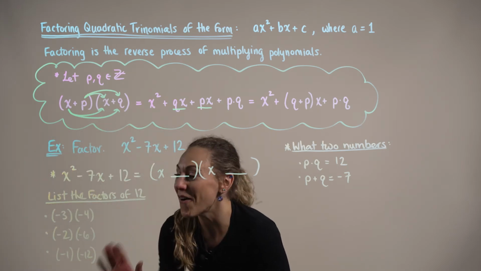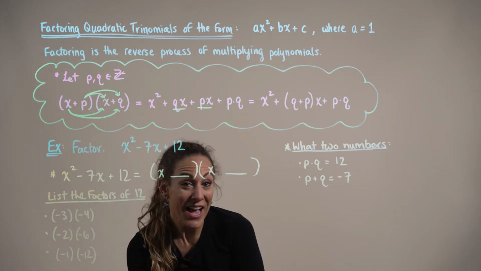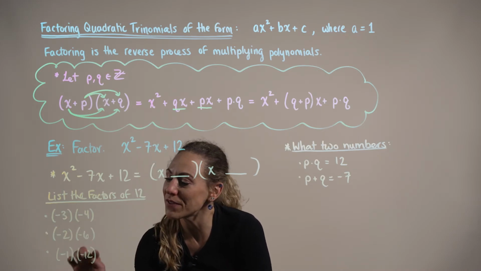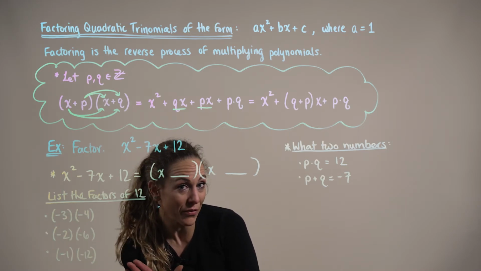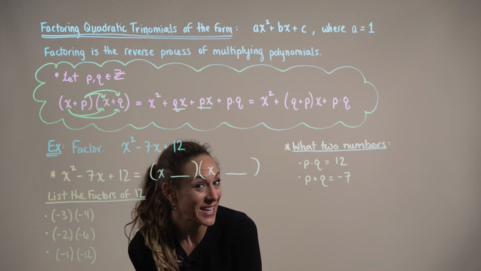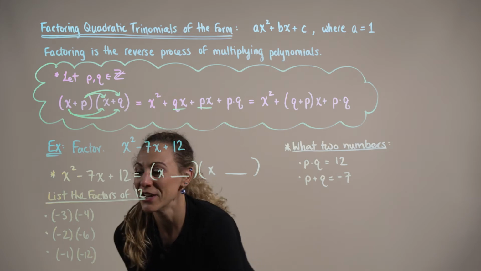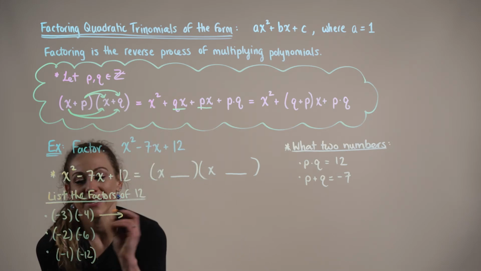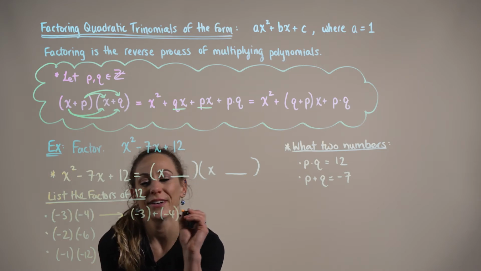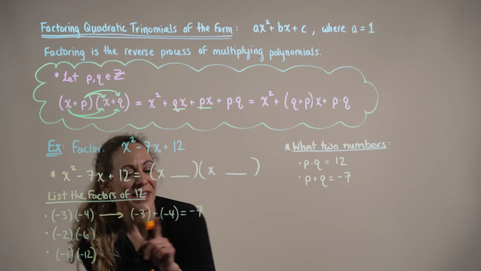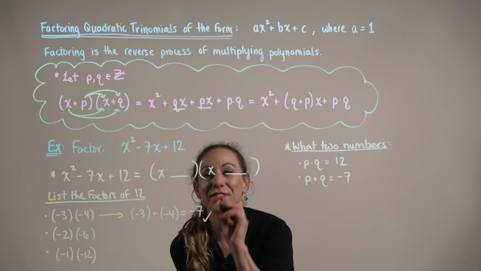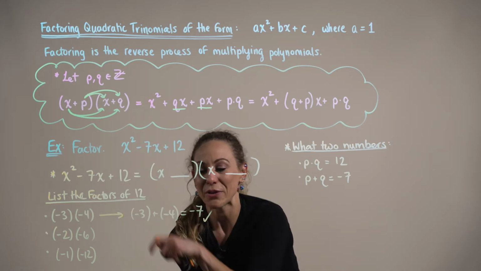So looking at all of these factors, at this point, it's a trial and error procedure. We know that all of these products are going to equal positive 12, but we want to determine which combination is going to give us a negative 7 for a sum. So considering our first factors, we have negative 3 plus negative 4, and lucky us, negative 3 plus negative 4 gives us a negative 7, which is what we are looking for.